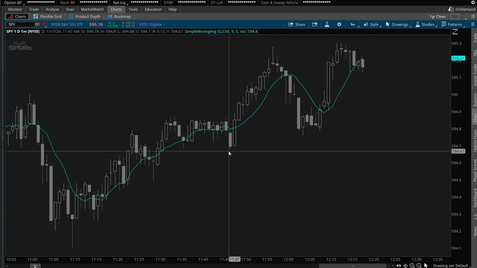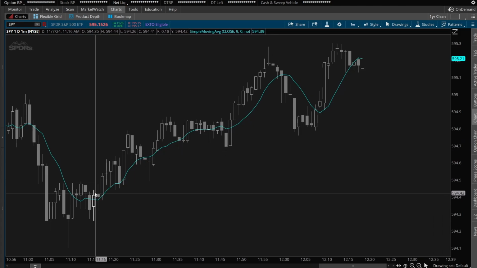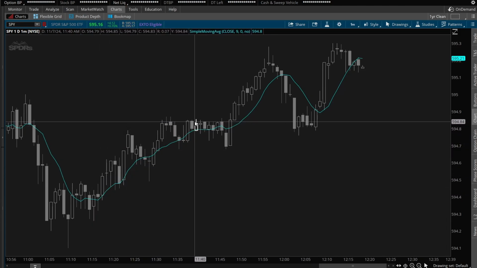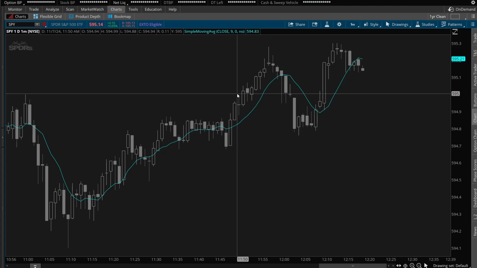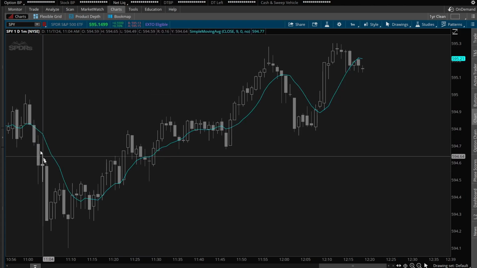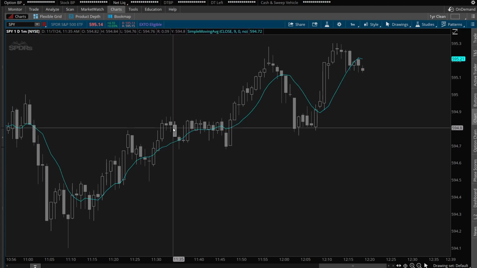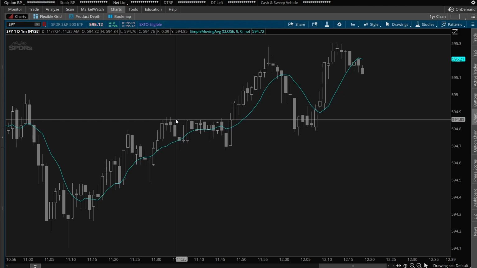So one way to trade moving averages: if price is above the moving average, you're bullish. If price is below it, you're bearish. That's a real simple way to trade that.